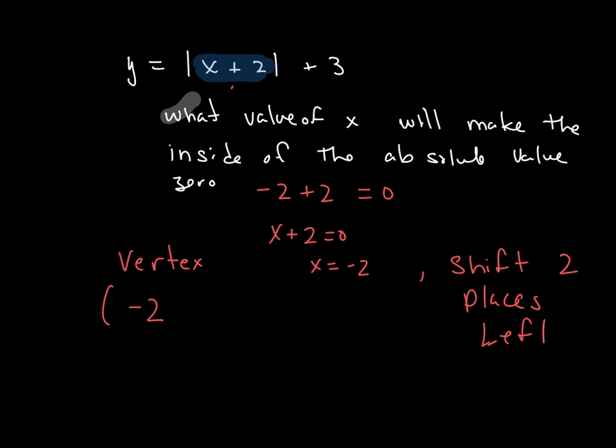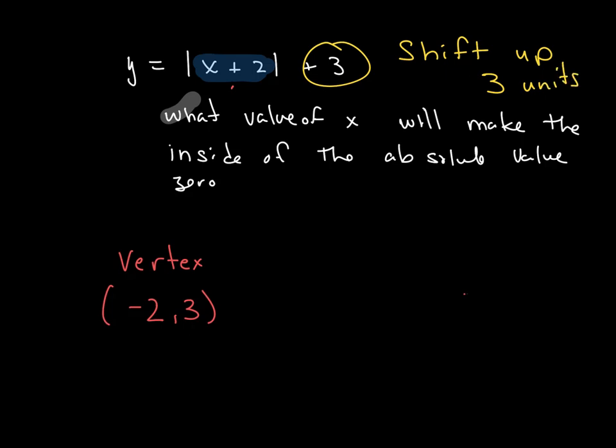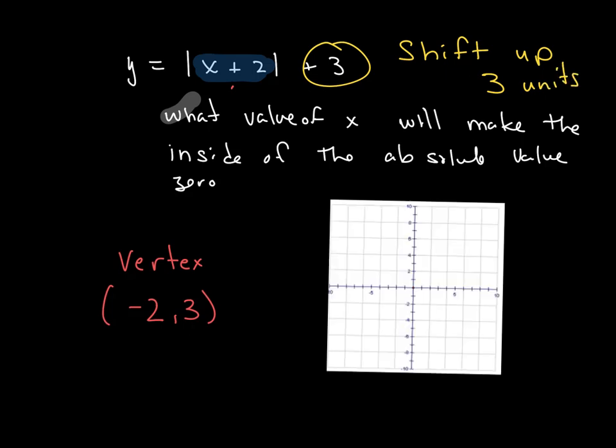Now, what is the y value of the vertex? Well, the y value of the vertex is just whatever is left over. So in this case, it is just +3. And that +3 also is our shift up 3 units. So that gives us a vertex of (-2, 3). So I go over 2 units from the origin, I go over 1, 2, and up 1, 2, 3. That puts the vertex right here.